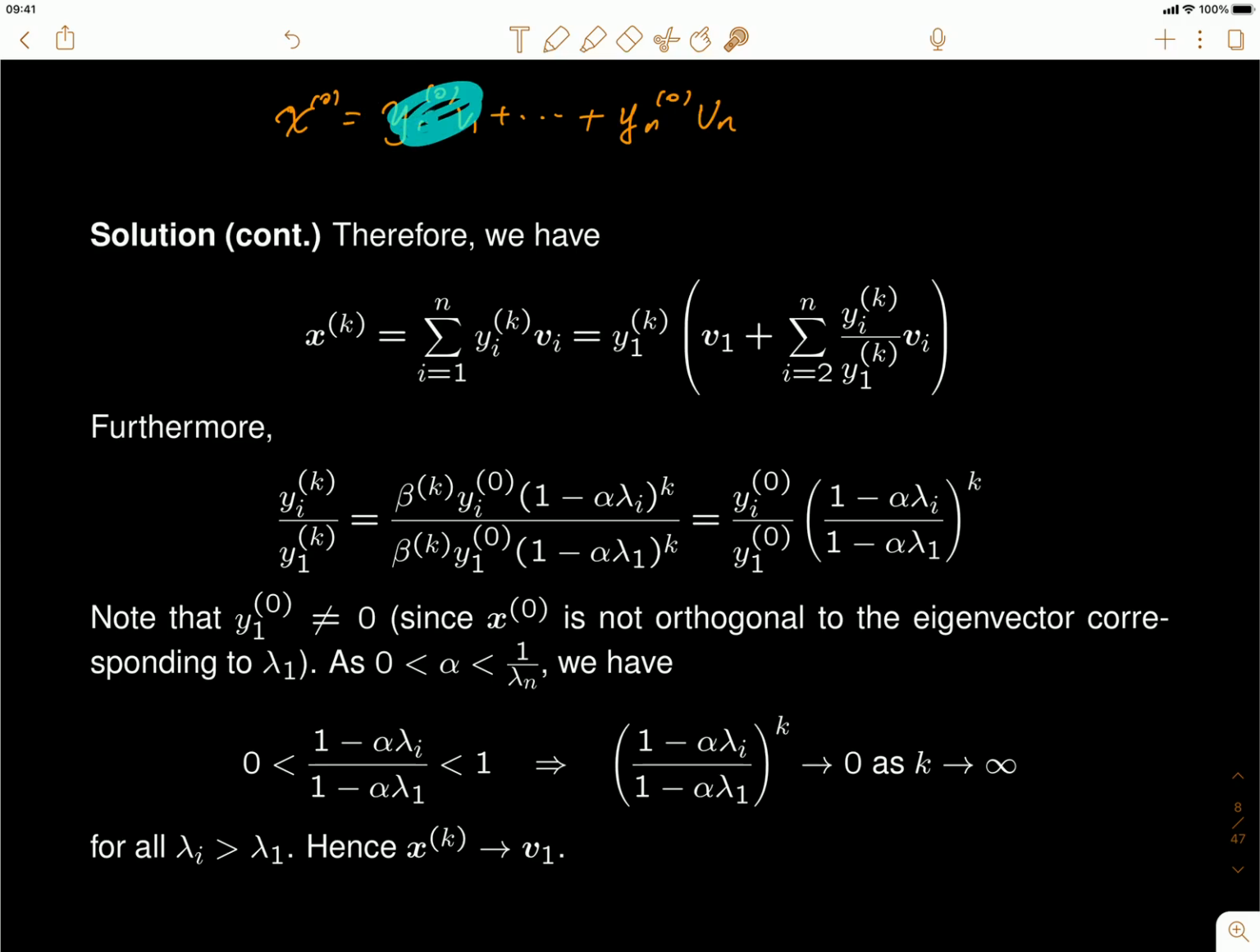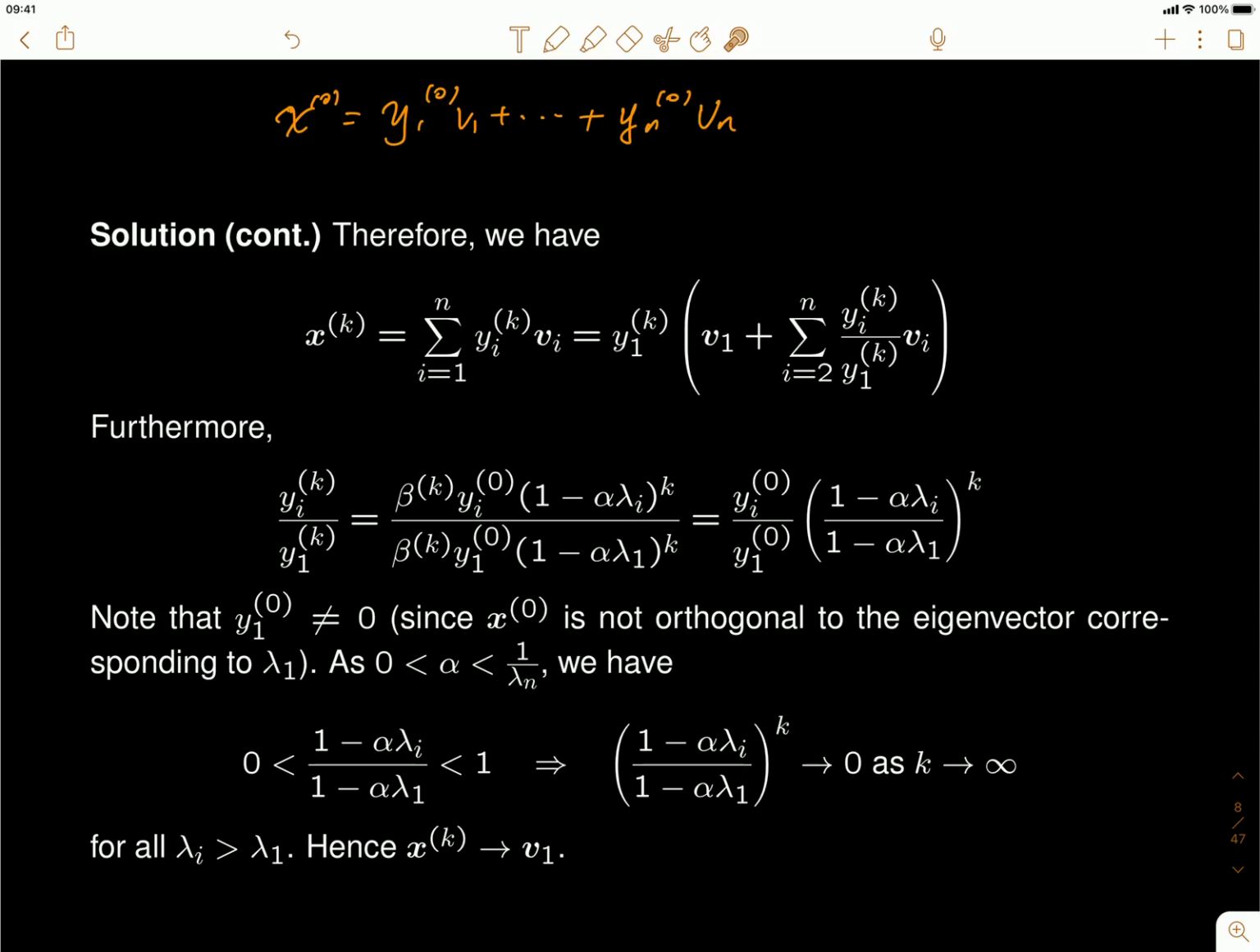Because if this is 0, then x naught will be perpendicular to v1, since all the other vectors are perpendicular to v1. That's not the case. We know that this must be non-zero. Well, if it's non-zero, put it here, doesn't matter. It's always okay. In this case, we can see that this is non-zero, and everything is well defined.